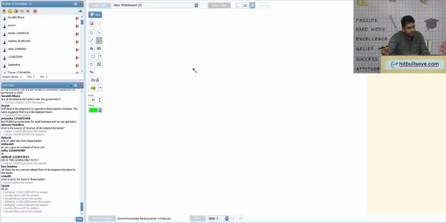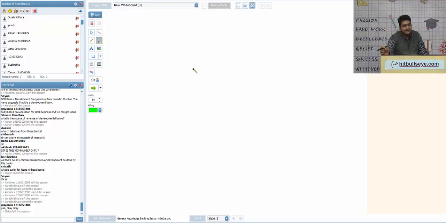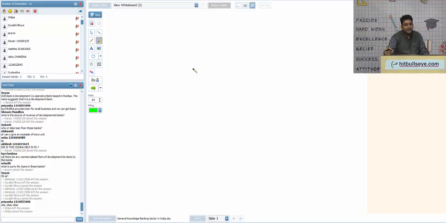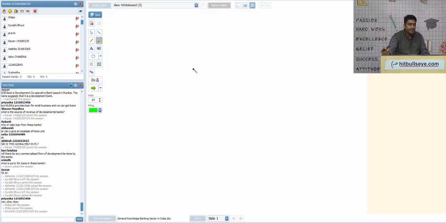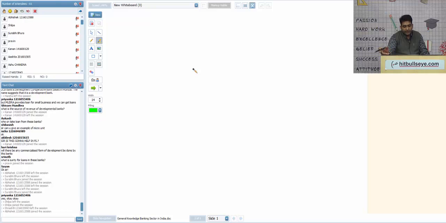Source of revenue, Shivam, for developmental banks is again the government. Government in its budget allocates money to different developmental banks for the year. Like for this year, NABARD was given 20,000 crore rupees for irrigation. SIDBI was given 10,000 crore rupees for Startup India and Stand Up India.